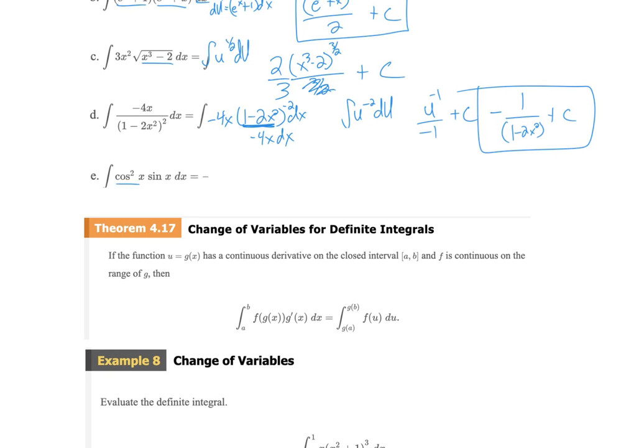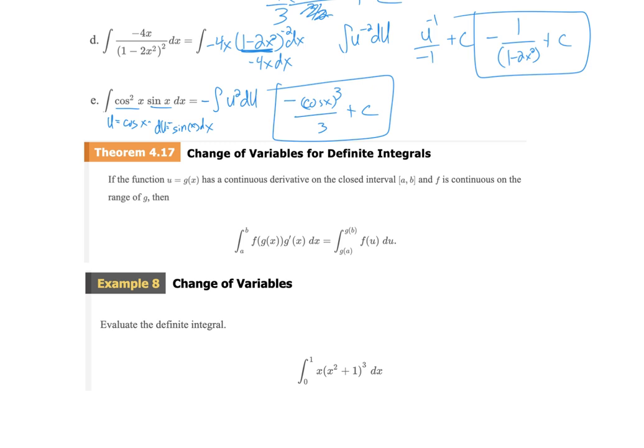Cosine squared of x, sine of x. So my u is going to be cosine of x. My du will be negative sine of x dx. So I've got this negative I've got to pull out here. Then I have u squared du. So this is negative cosine of x cubed over 3 plus c.